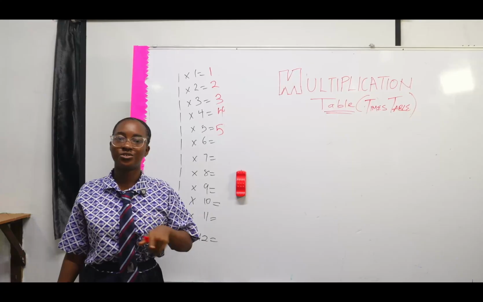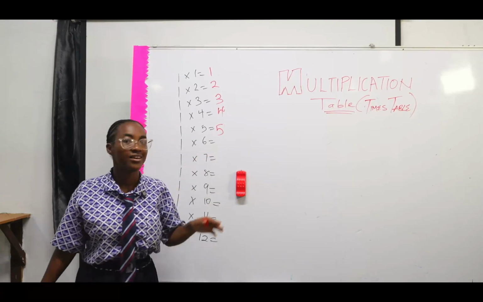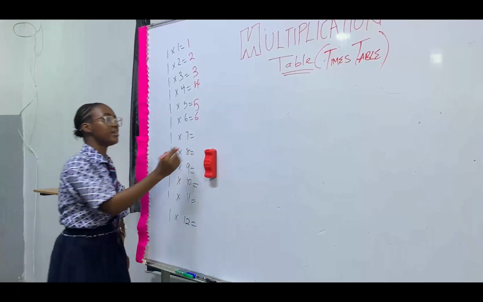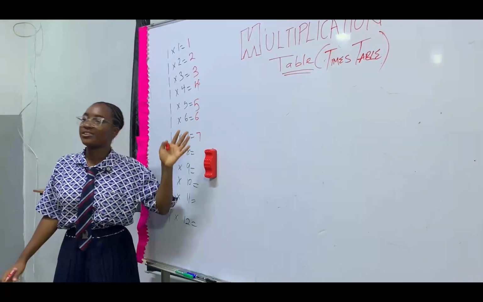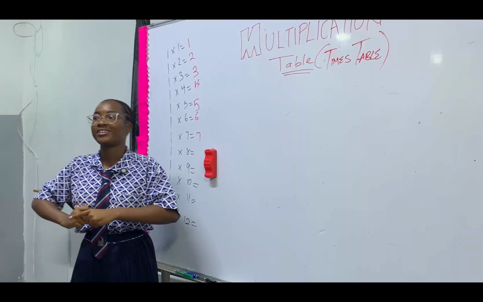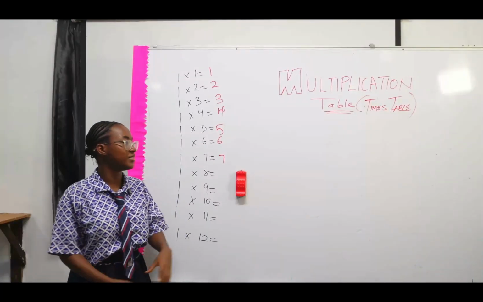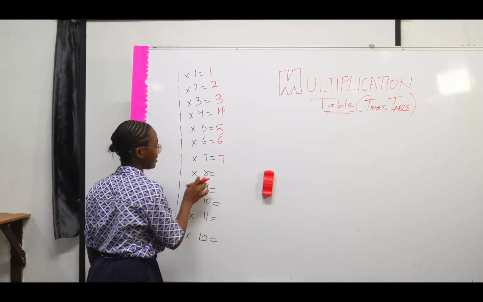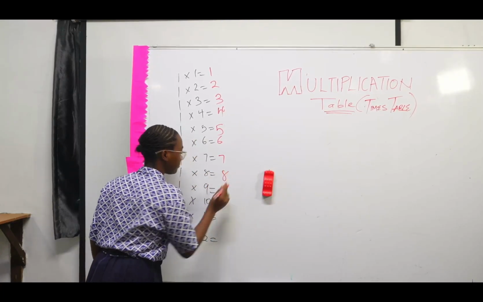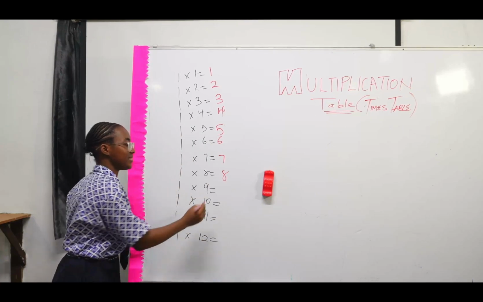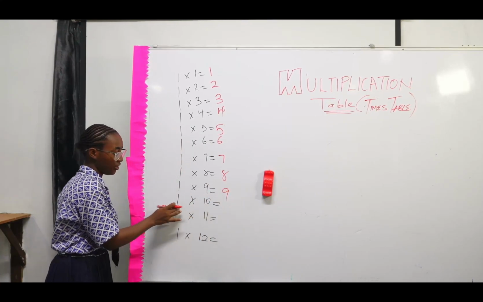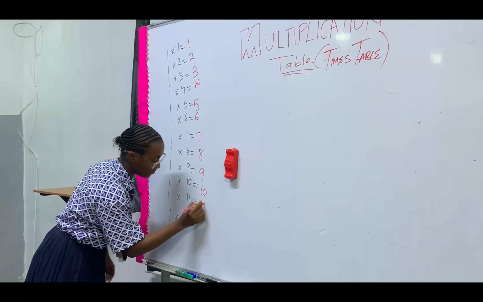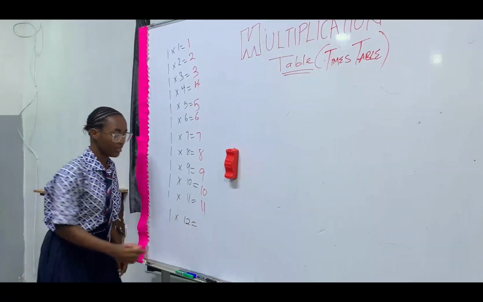Now I will ask you, what is one times six? It's also six. One times seven is seven. And let's remember that multiplication is commutative, which means the order doesn't matter. So we can as well say eight times one is also eight. Nine times one is nine. Ten times one is ten. One times eleven is eleven. One times twelve is twelve.